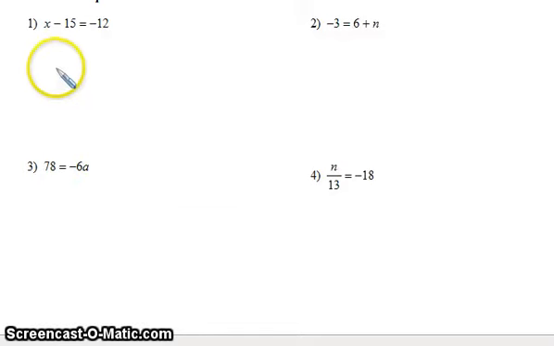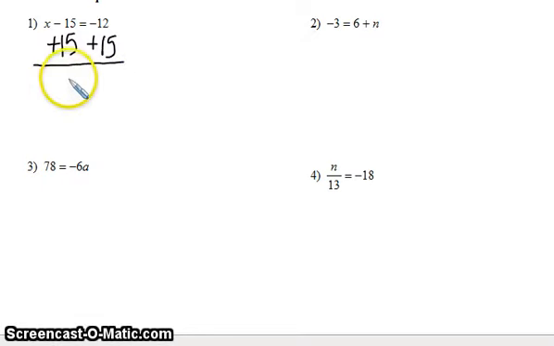Okay guys, I was going to go back over solving one-step equations with you. Remember, you are just trying to undo the operation that's happening. So if I look at number 1, what's happening to my x is that I'm subtracting 15. So I want to undo that by adding 15. And then remember our very important rule, you have to do the same thing to both sides of the equation. So I add 15 to both sides.